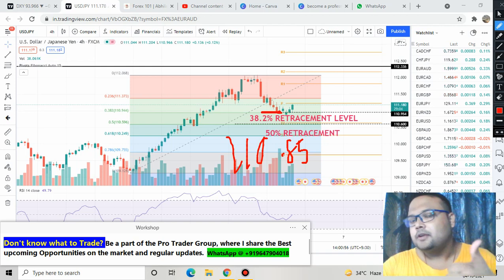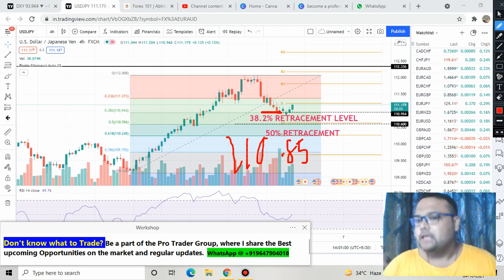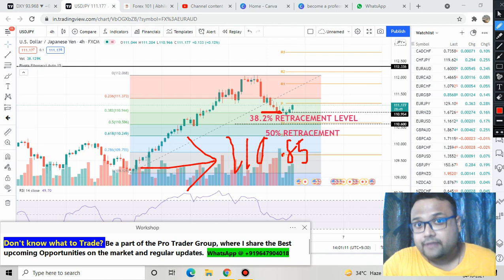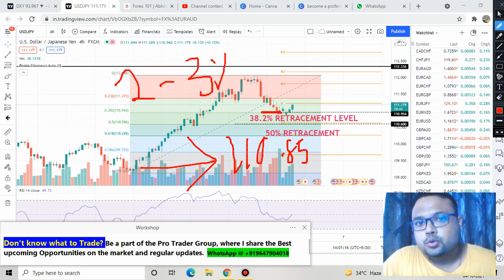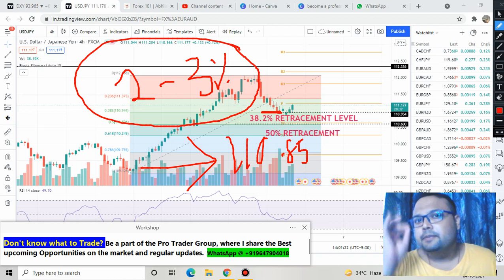So be on the trade, and if you are looking for a fresh position, a fresh opportunity on the USDJPY chart, then my dear friend, you can initiate a buy position, a long position right now. Just make sure this will be your stop loss, the 110.85 level, and do not risk more than 2 to 3% of your trading capital. Follow proper risk management and please follow the position size calculator. So that is my only request.